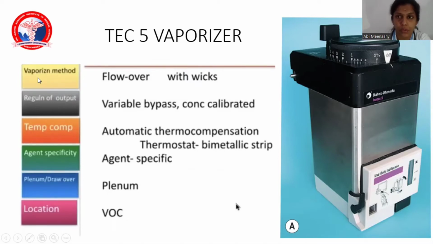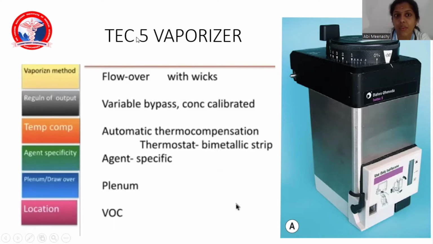Flow over, bubble through, flow over with wicks and without wicks, bubble through, and injection type. So Tech 5 vaporizer is flow over with wicks. Regulation of output can be variable bypass. Variable bypass means it has a bypass chamber and a vaporizing chamber. Concentration calibrated, and temperature compensated. Yes, it is temperature compensated. Automatic thermocompensation, thermostat using a bimetallic strip.